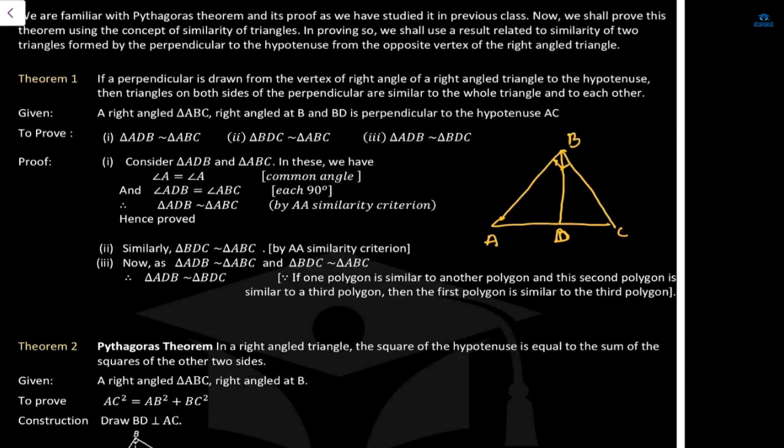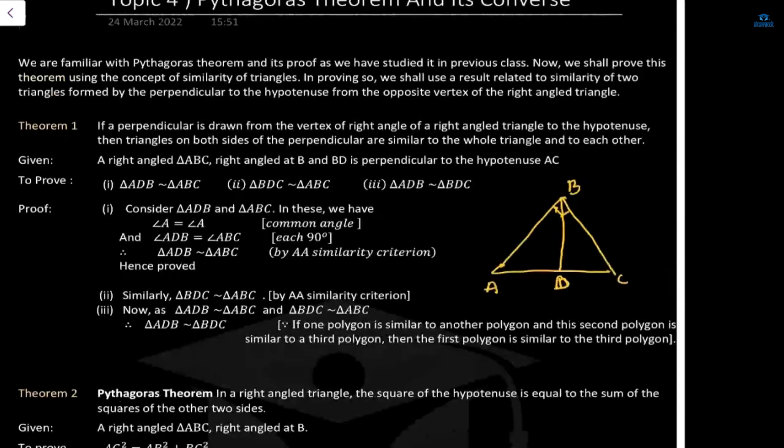So Pythagoras theorem you have proved before this also, okay? But today we are going to prove Pythagoras theorem using similarity of triangles. With the help of similarity of triangles, we are going to prove Pythagoras theorem and the converse of Pythagoras theorem. Okay? Hello, Ridhima. Okay.